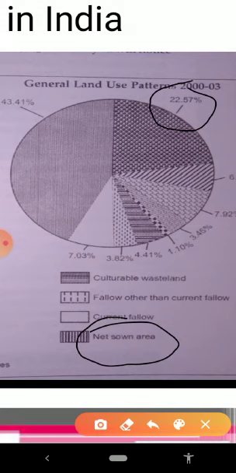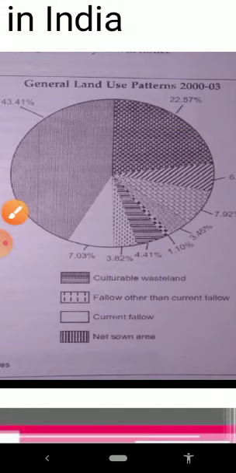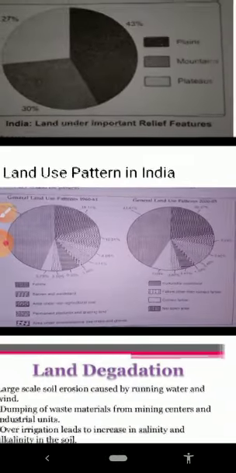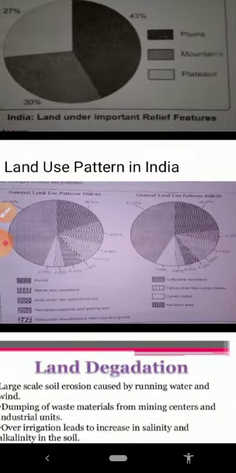Then land not available for cultivation. So with regard to this, you can see both the pie charts together, that will help you to differentiate. With regard to the land not available for cultivation, this is the third important land use pattern. Barren and wasteland. This is the first category we are getting under land not available for cultivation.